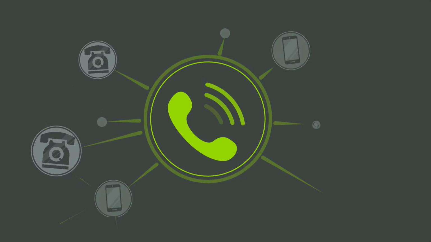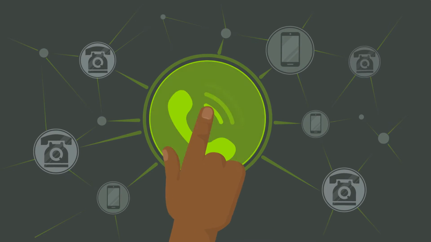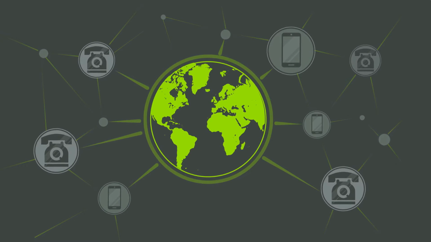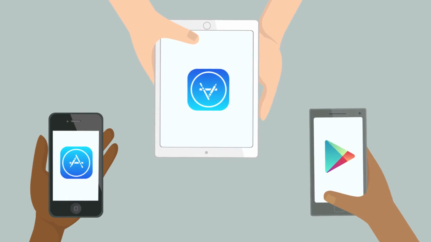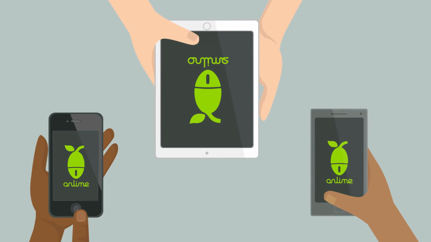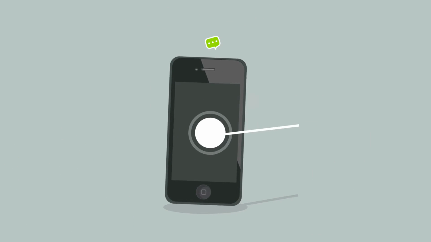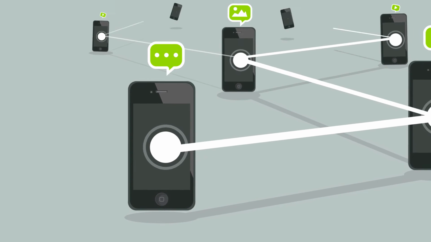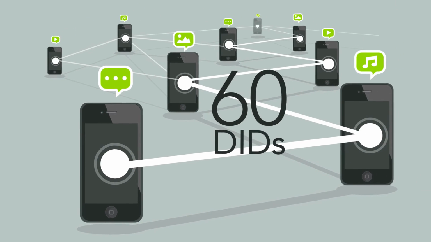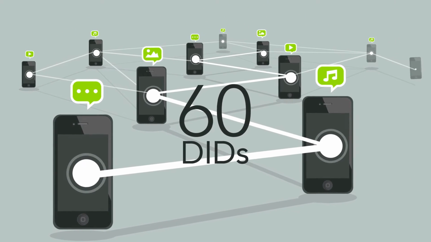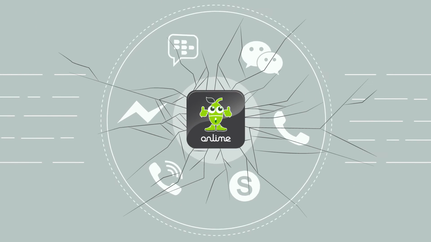By downloading the Onlime app, you're able to make free, unlimited calls to other online users. Onlime is for iPhones, iPads, and Android devices. Download it straight from the App Store or Google Play. When you're chatting on Onlime to Onlime, you can send unlimited instant messages, share photos and videos totally free. Onlime is the next generation.